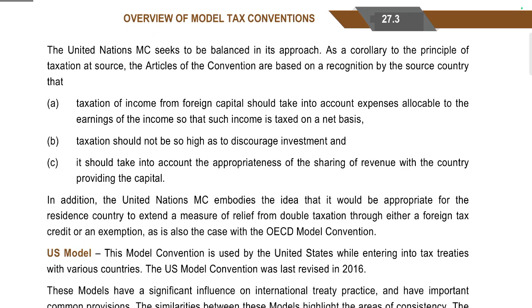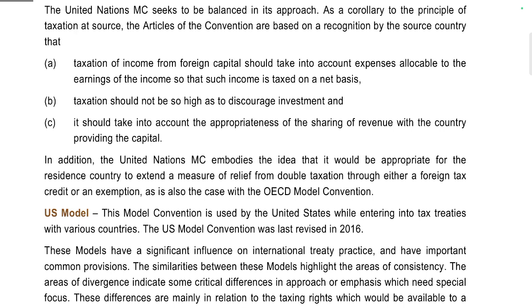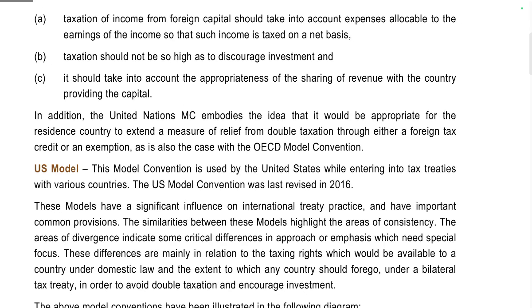The United Nations model convention seeks a balanced approach. It is a compromise on the principle of taxation at source, based on the recognition of the source of income. Taxation of income from foreign capital should take into account expenses allocated to the earning of income, so such income is taxed on a net basis. Taxation should not be so high as to discourage investment.